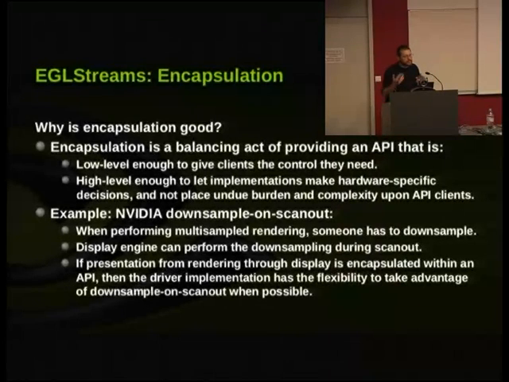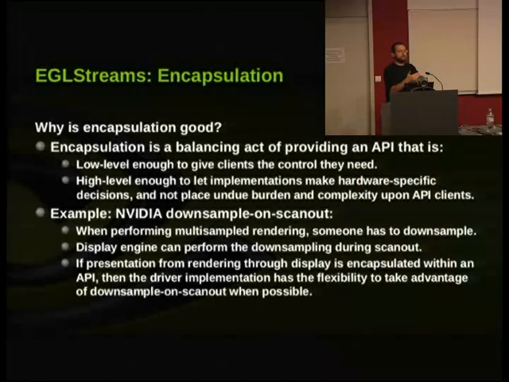So an example of this sort of thing where encapsulation is useful is NVIDIA's downsample on scanout. And again, I'm sure other hardware has similar sorts of scenarios. But with NVIDIA hardware, when we're performing multi-sampled rendering, someone has to downsample those pixels down to the pixels that the user will see. We can use a 3D engine to downsample, but in some cases, the display engine can actually do the downsampling itself. And there's a performance advantage in some cases to using the display engine.